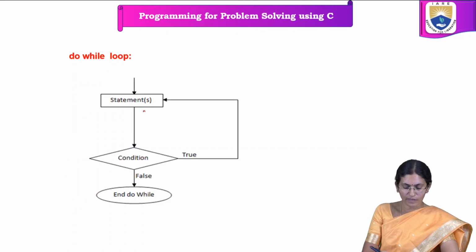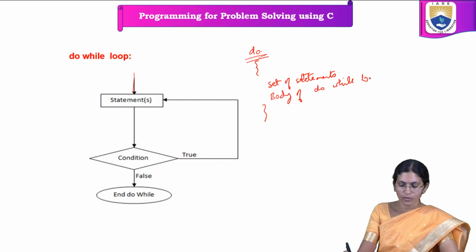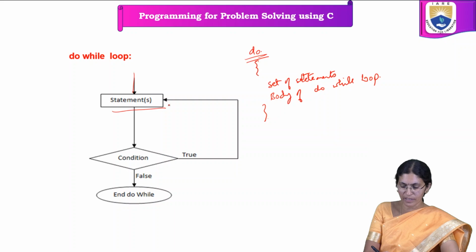So this is the flowchart, or the order in which the do while loop is executed. First we use the keyword do, and then inside the curly braces we write the set of statements, or you can say the body of the do while loop. So these statements will be executed.